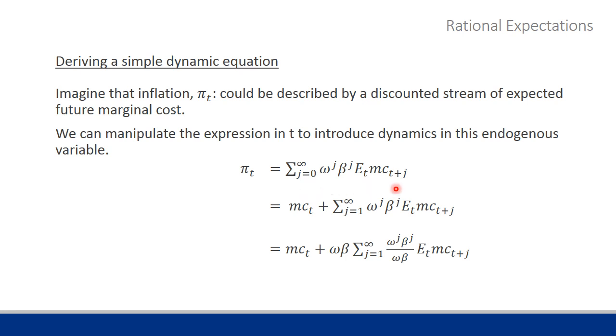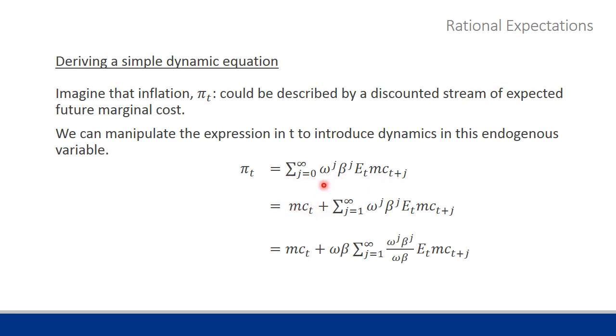We take this expression, we write out the progression in case of j is equal to 0, and leave the remainder of the stream together, so that we have the case of j is equal to 0 here, and j is equal to 1, 2, 3, 4, all the way up to infinity as the remainder. So here we have simply taken out the case of j is equal to 0.